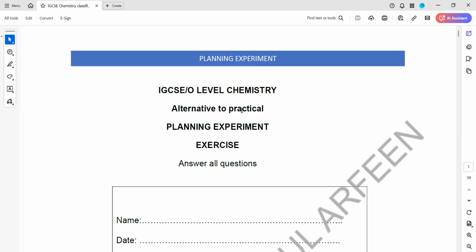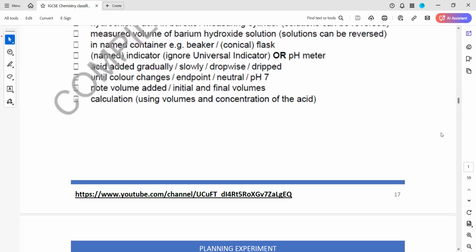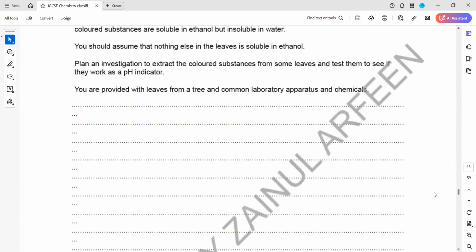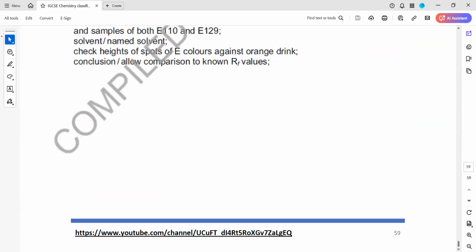Exercise related to alternative to practical questions. We'll do a question first from this exercise related to planning an experiment, and then we'll move on to the moles questions.